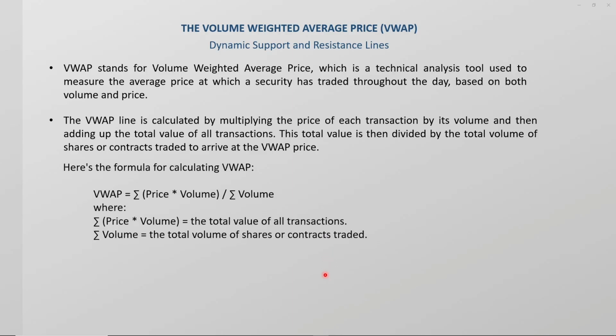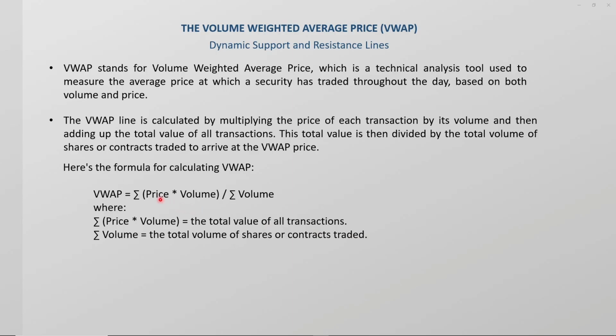Let's see the formula. Here we have the VWAP is the sum of price times volume. So at each price, you multiply by the volume of shares traded at that price, and then divide by the total volume of shares in a particular time interval. Here we have, for example, price times volume, which gives me the total value of all transactions, and the sum of the volume is the total volume of shares or contracts traded.